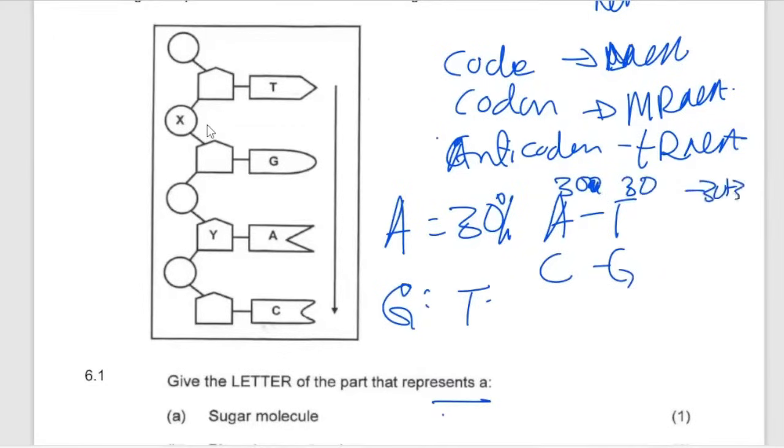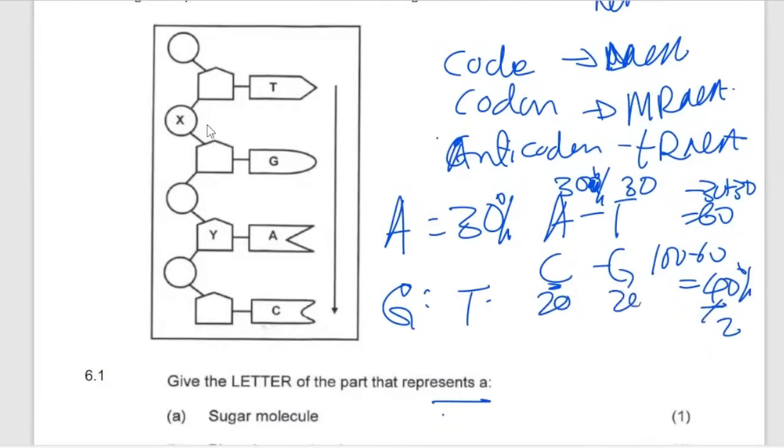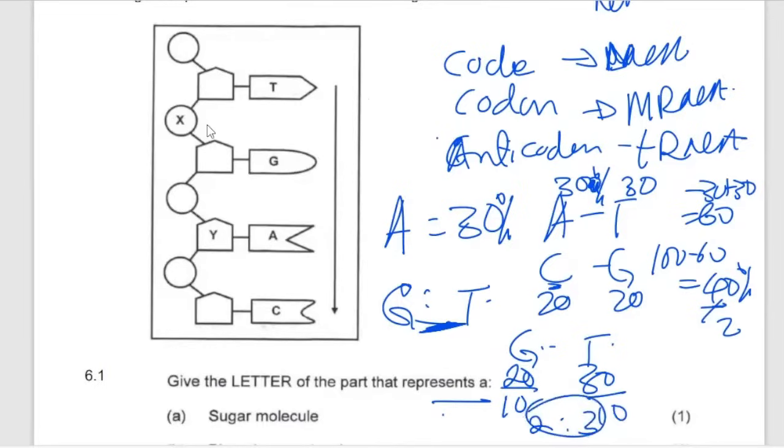So 30 plus 30 gives me 60. Remember, this is a percentage. Percentage means 100. So 100 minus 60 gives me 40%. This 40% is for these two, so divide by 2, it's going to be 20, it's going to be 20. That's not the answer. They're saying the ratio. So it's going to be G to T. G is 20, and T is 30. I divide by 10, so I get 2 here and 3 here. The ratio is 3 to 2, because when you see 3 and 2, you just say that it's A.